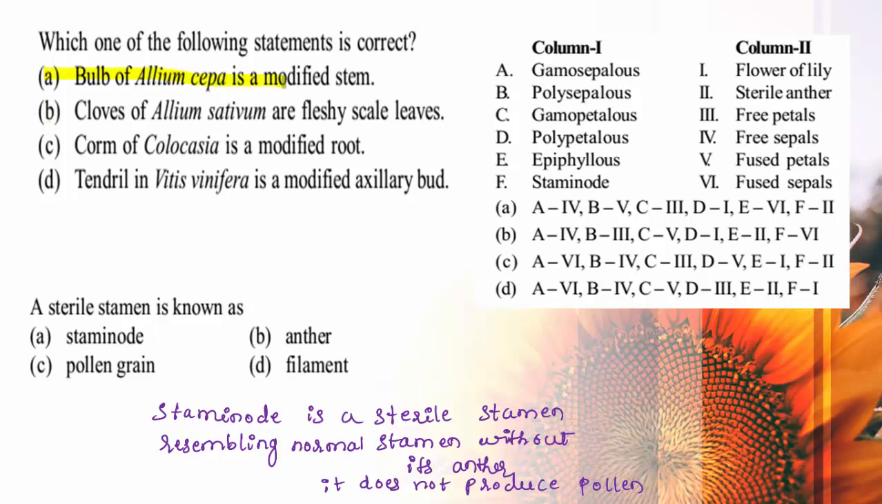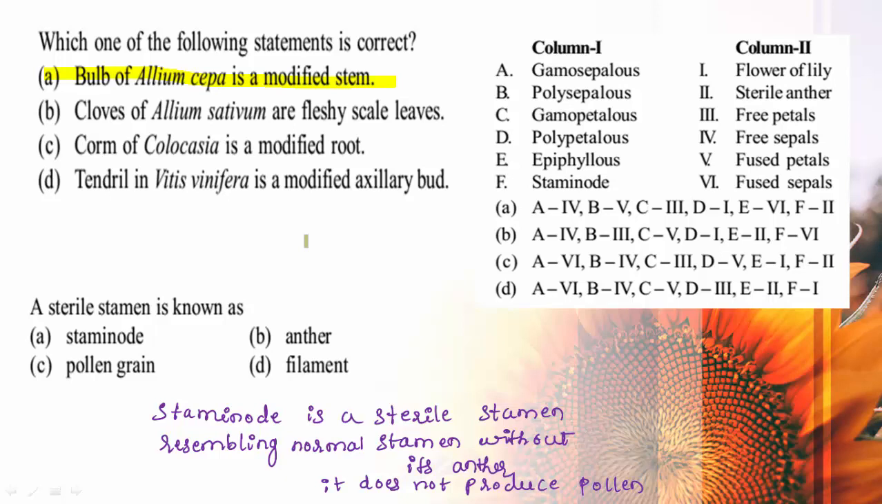Bulb of Allium cepa is modified stem. Here in Colocasia it is also modified stem. Here in this option also it is modified stem. Tendril in Vitis vinifera is modified axillary bud. It is not Vitis vinifera. It is in case of Passiflora. In Passiflora, the axillary bud gives rise to the formation of tendril.